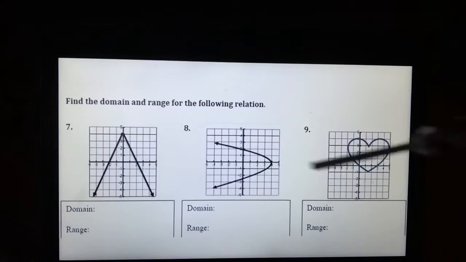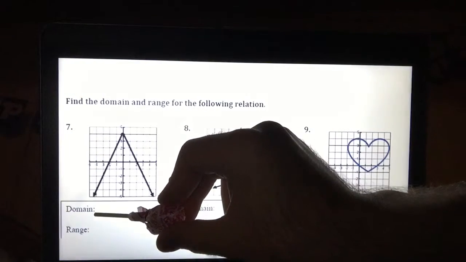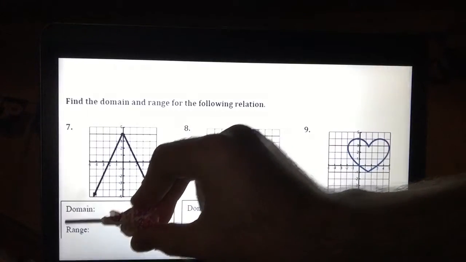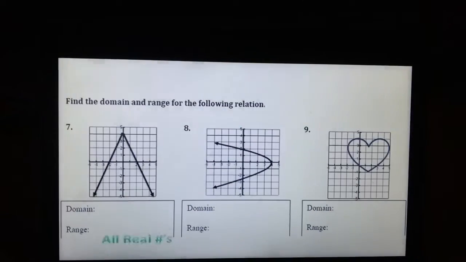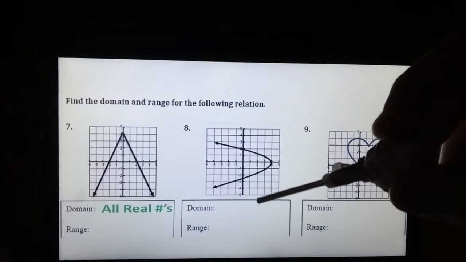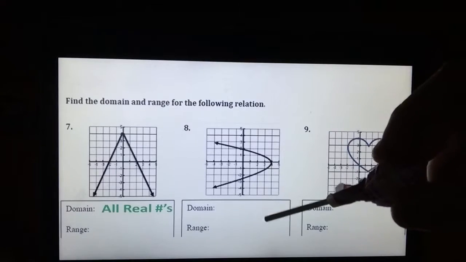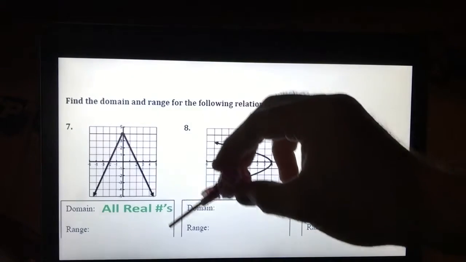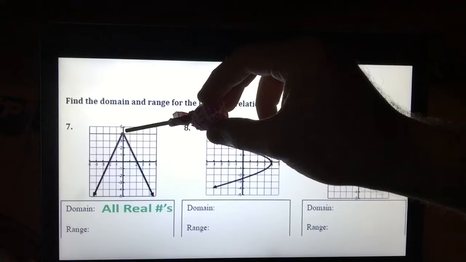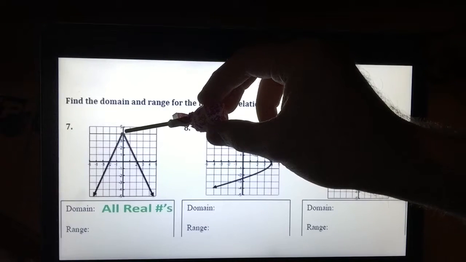All right, now for number 7, the domain is how far to the left and to the right that the graph goes. You can see that this arrow will go forever to the left, forever to the right. Therefore, the domain is all real numbers. Now, the range is different this time because it is not going to be all real numbers. The reason is because it will go down forever, but it will not go up forever. There's a maximum over here, and the maximum is 4. It won't go more than 4.